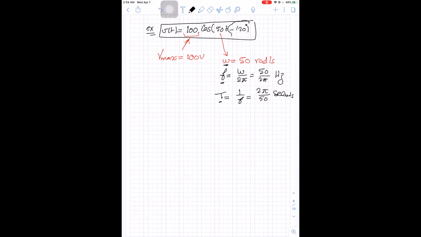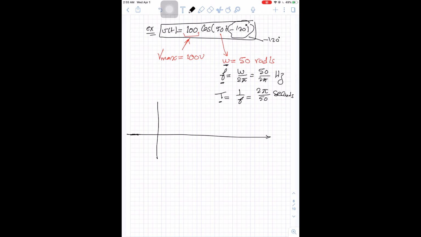And here our theta is minus 120 degree. This means we have a cos wave shifted by minus 120 degree. So if we need to sketch it, minus 120 degree means positive 240 degree.